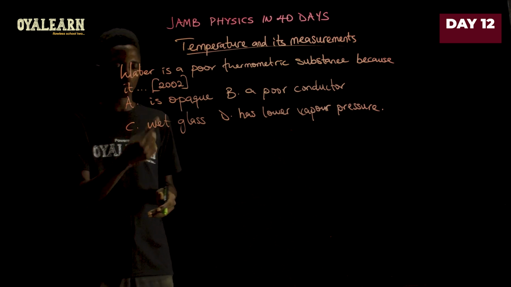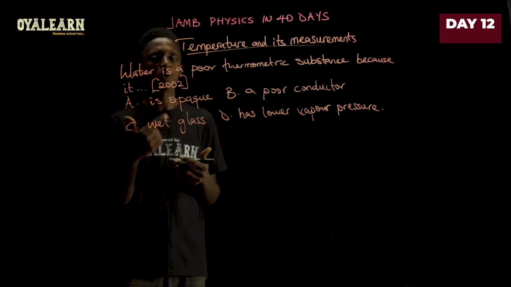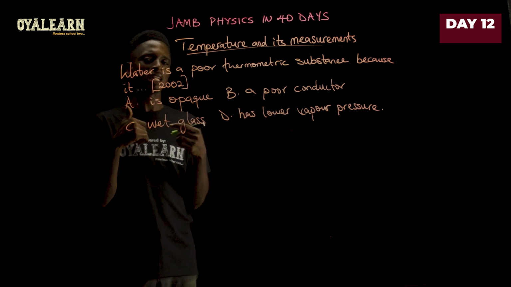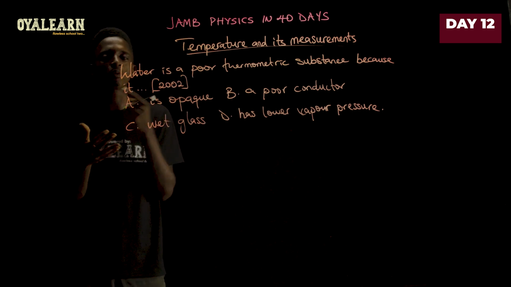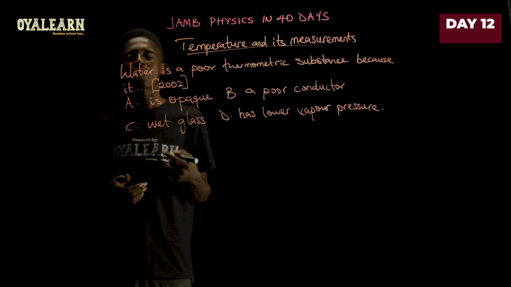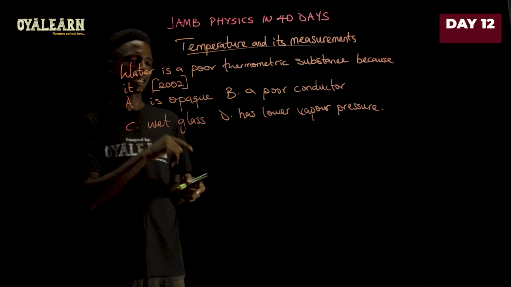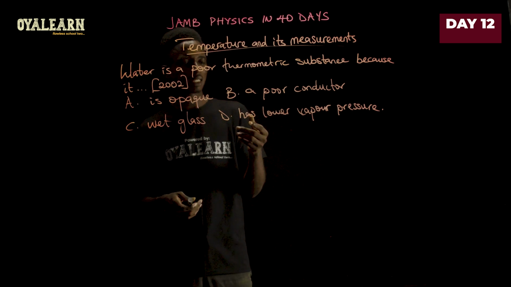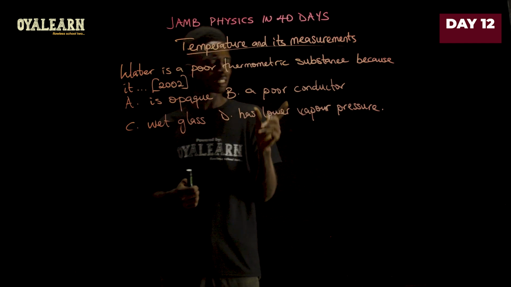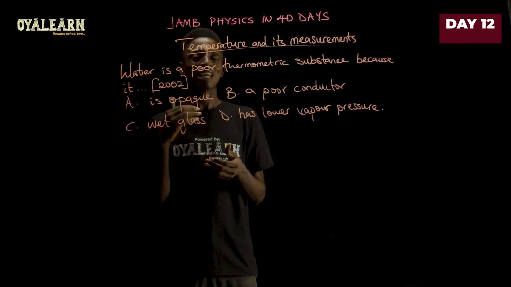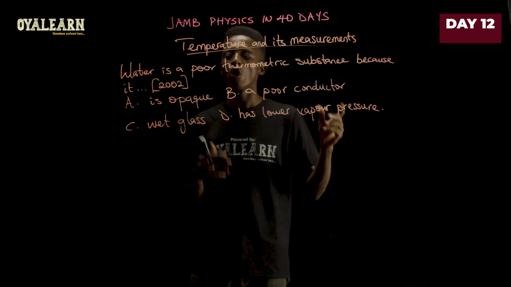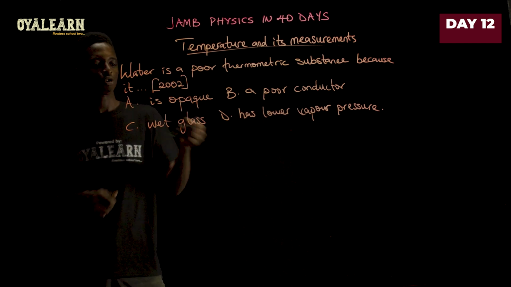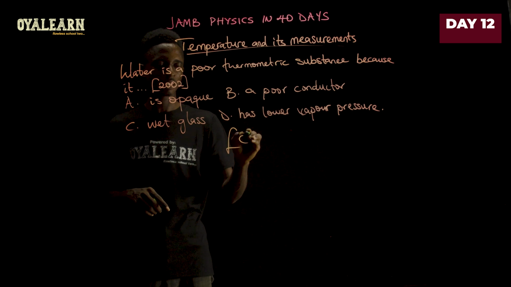Now option C says wets glass, and yes, water does wet glass, and this means that if you use water as a thermometric substance, it will adhere to the glass and create a series of errors when you are taking measurements. So yes, the answer in this case is C. But if we consider option D, it says has lower vapor pressure. This is wrong in the sense that water actually has a fairly high vapor pressure, and that is supposed to be a good characteristic also. So the correct option in this case is option C.